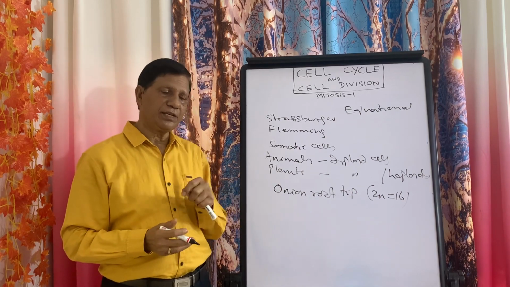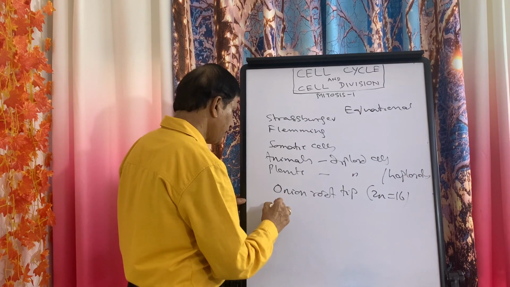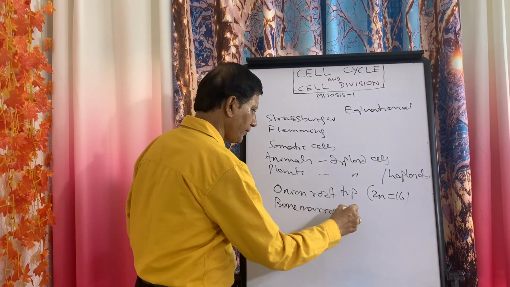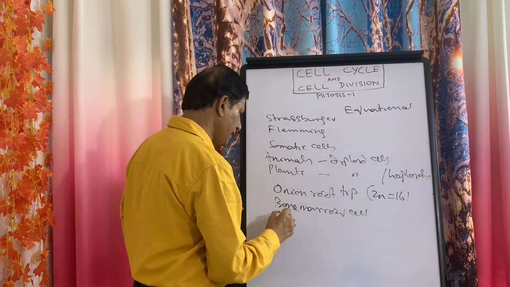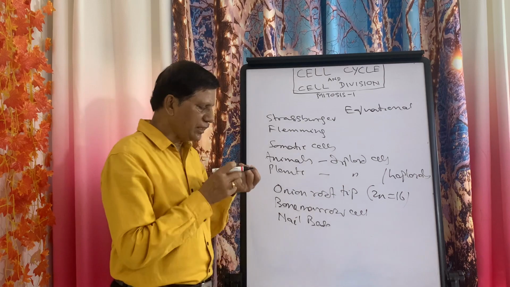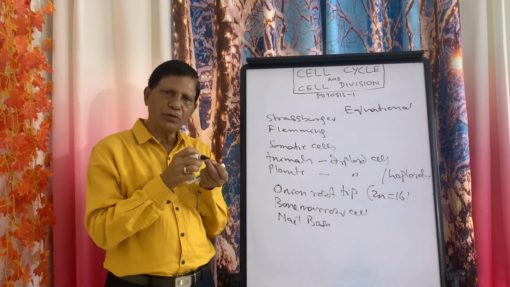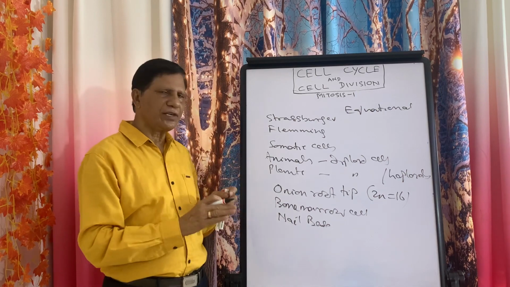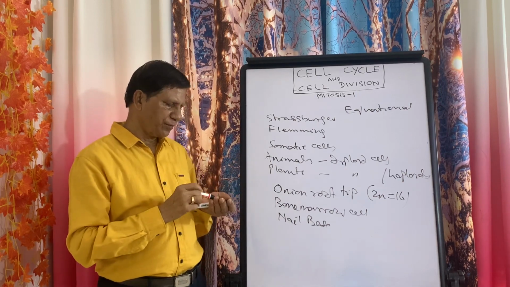But if we study animal cells, we can take bone marrow cells, and also we can take the nail base. You can see at the base of the nail it is slightly white. So from that portion also we can take cells. So this is how we can study mitosis.